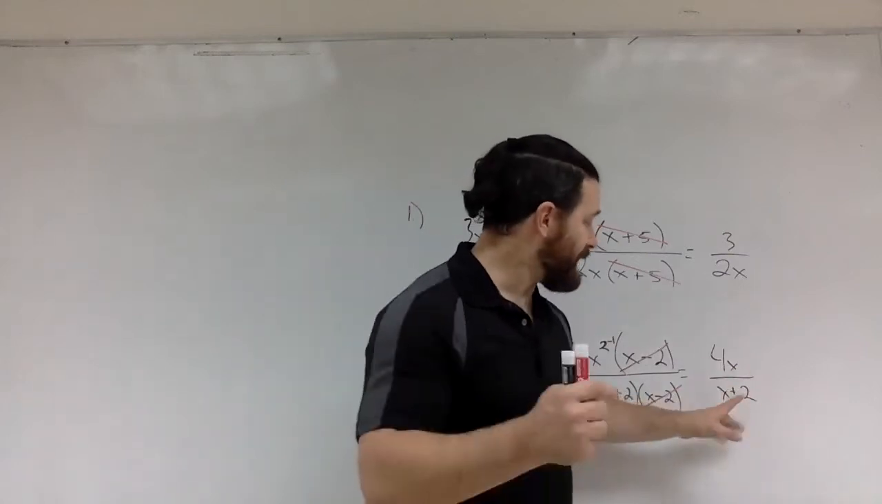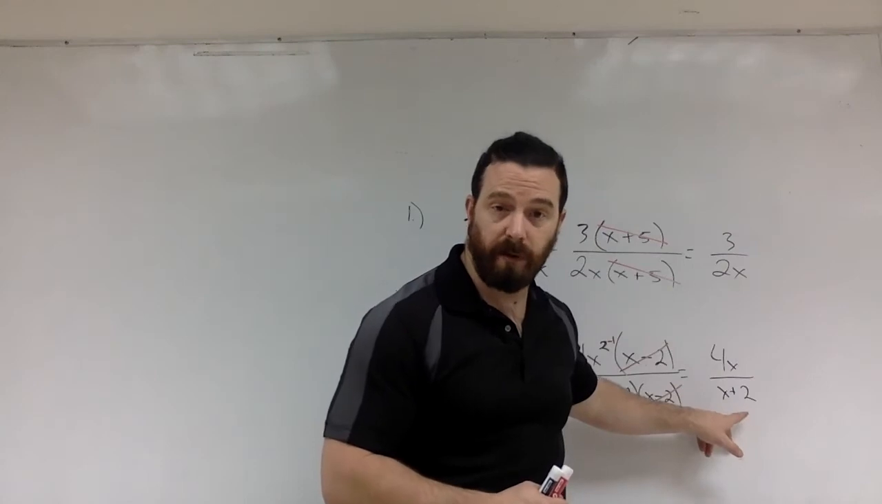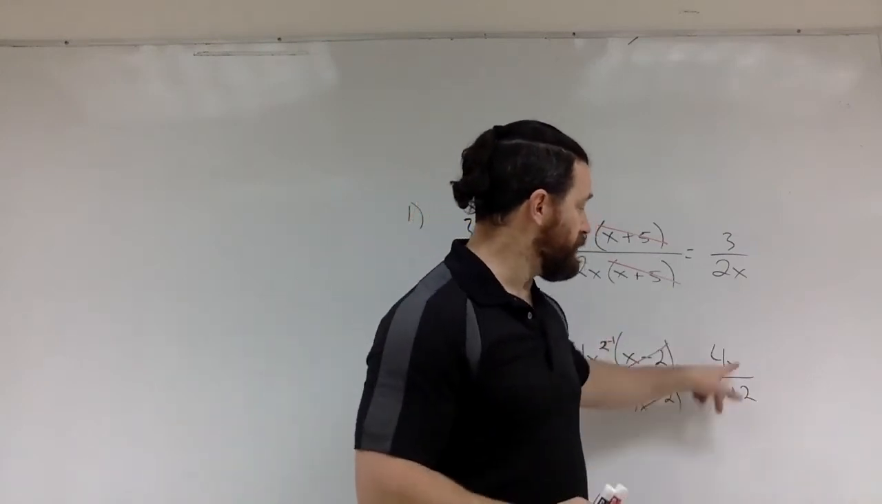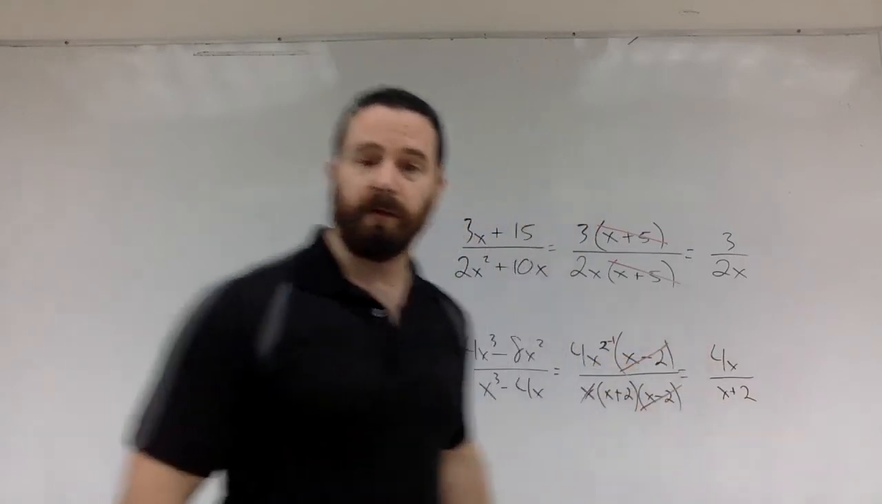Remember, you can't cancel the 4 and the 2 because this is a monomial and this is a binomial. And we can't cancel those 2 together. So you can't cancel the 4 with the 2, you can't cancel the x's. This is as far as it goes. Go over another example.